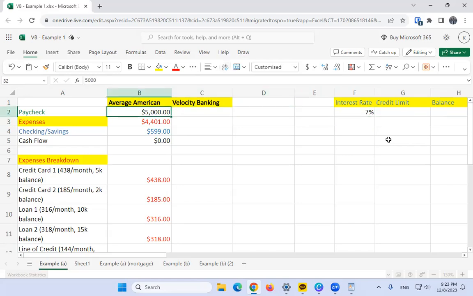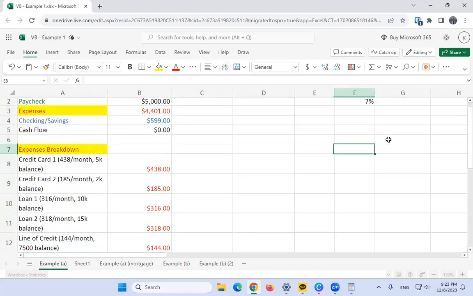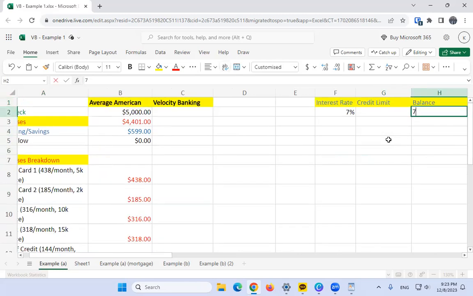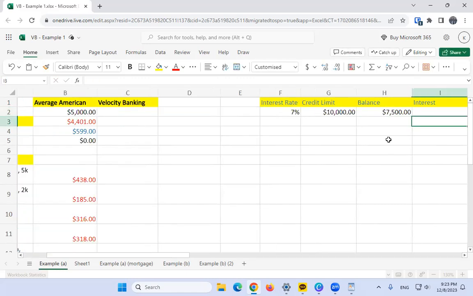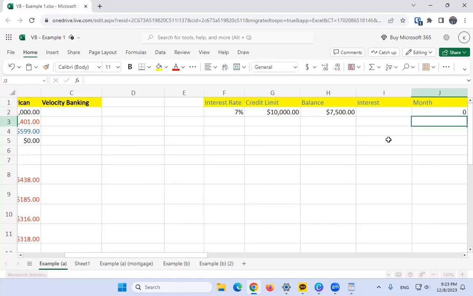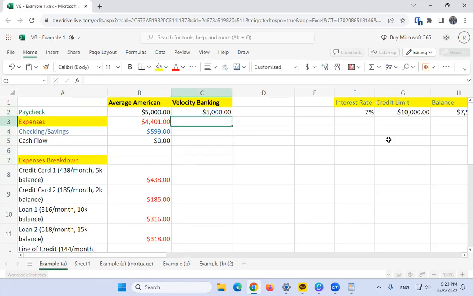Okay, so what's our credit limit? We're going to use this line of credit, $7,500 balance, which it has already. So 7,500, and then we'll just say that this is a $10,000 credit limit, right? Okay, so let's say the first month is month 0. Same paycheck, right? Let's leave our expenses for now, so we'll see what we can refactor. We still have to pay the credit card. We have to do this, 316, 318.